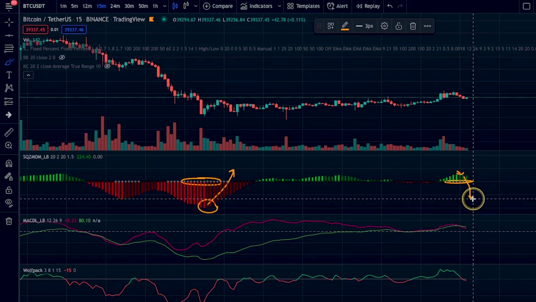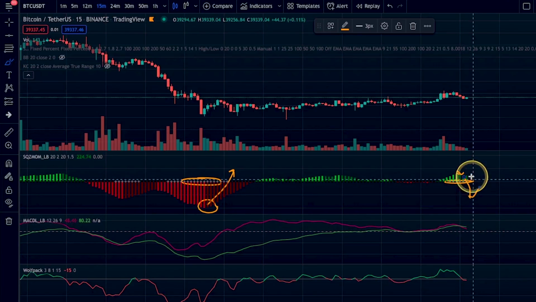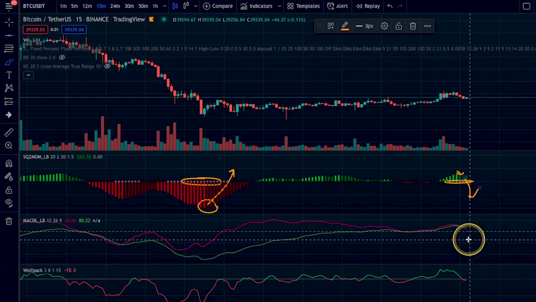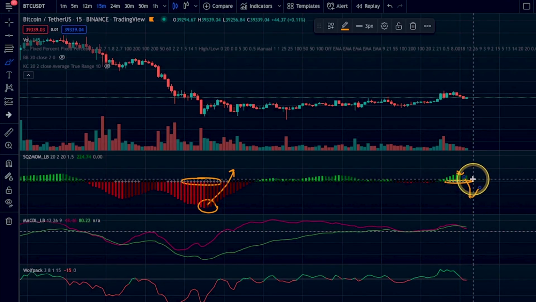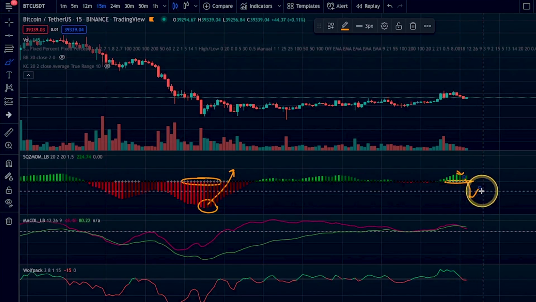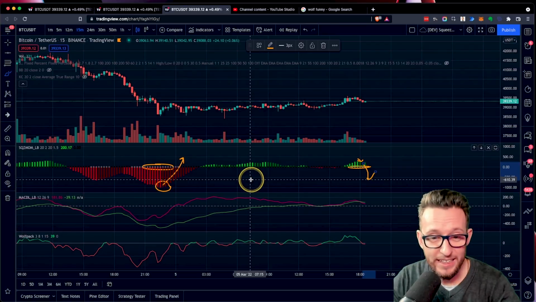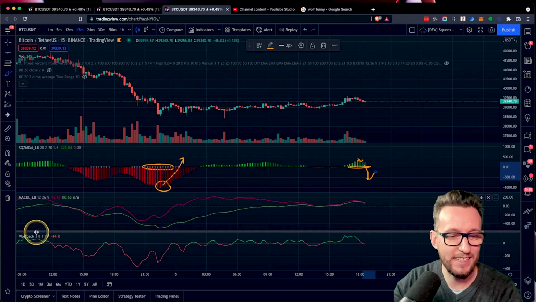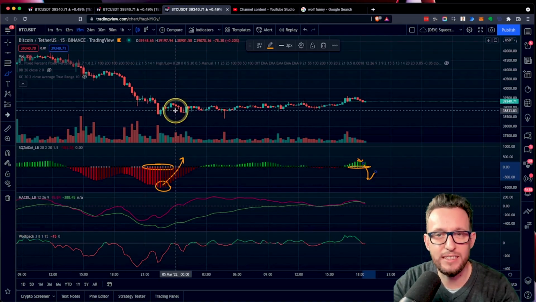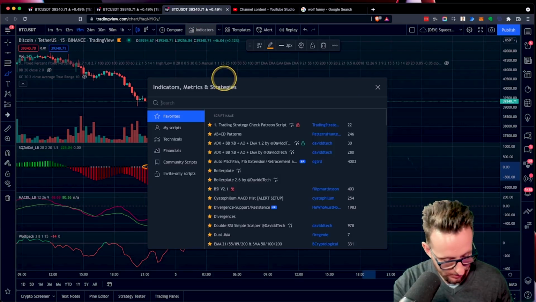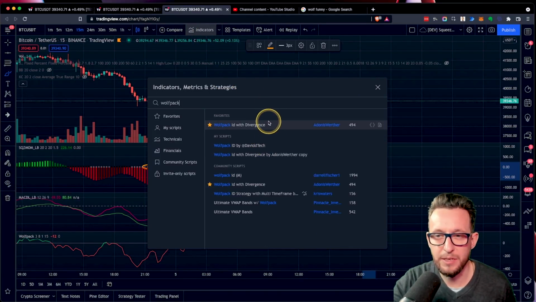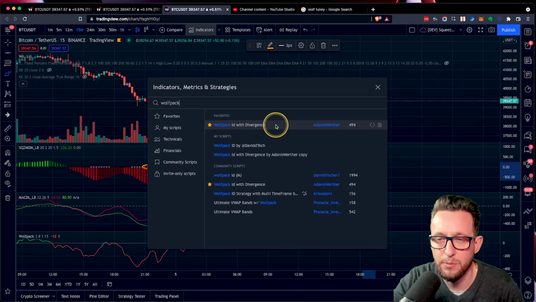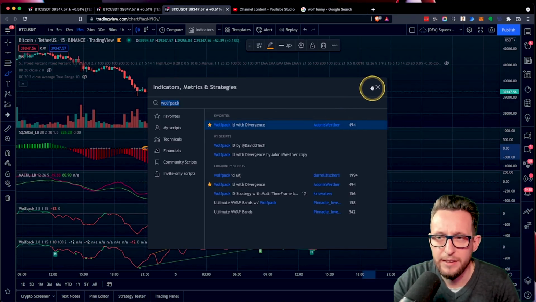So we have both of these in exactly where we would want to be to take a short today. We have the green over the red here, and we have also a darker green pattern in a squeeze momentum area. Finally, our last indicator is the Wolfpack ID. So if we go here and type Wolfpack ID, so we're going to be looking for this one here by Adonis. And we're going to be adding this one here.